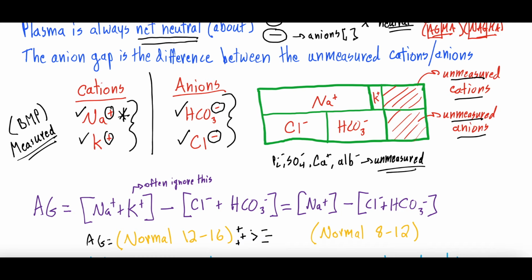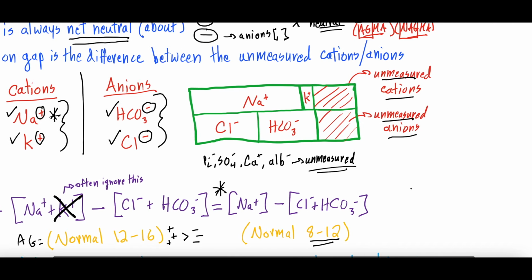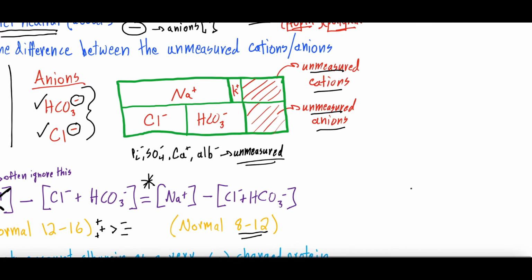Quick, before we dive into the details of that to further tease it out: most places ignore the potassium because potassium only contributes very little. There's all this sodium and then there's a small amount of potassium. So the equation most labs use is just sodium minus chloride plus bicarb, and the normal is 8 to 12. All right, so let's scoot over now and tease out what that means.